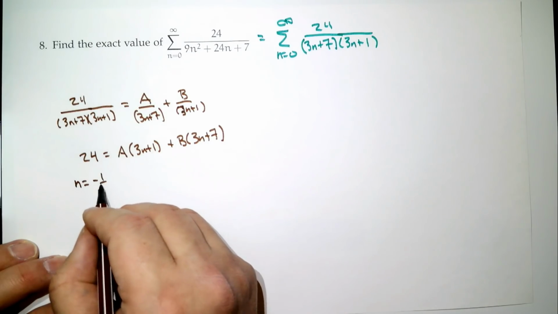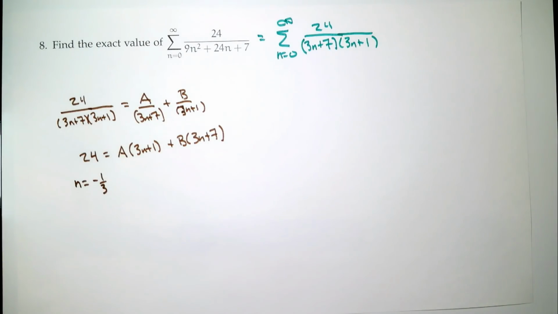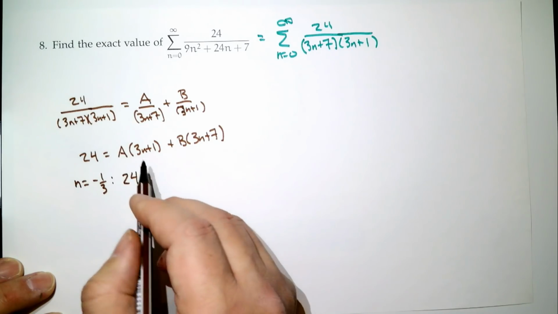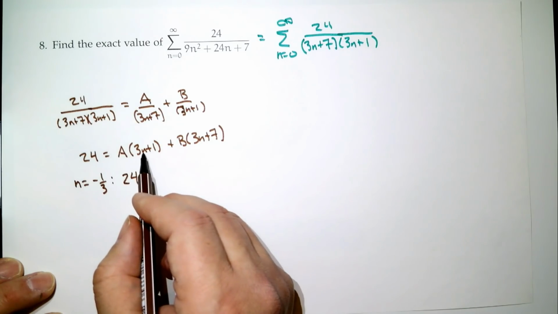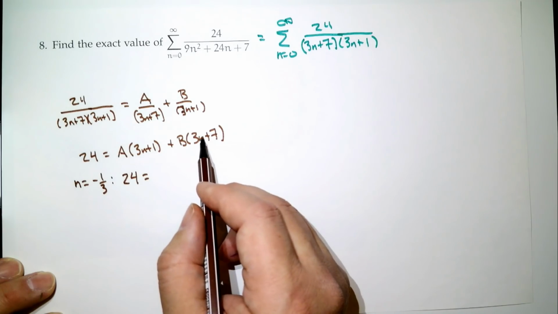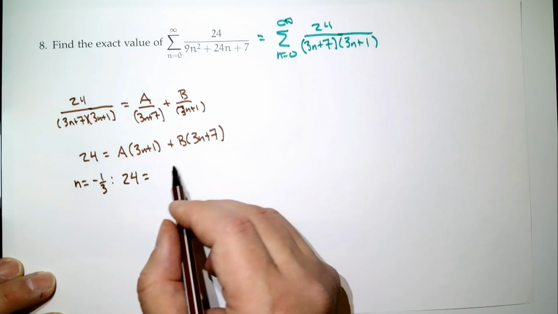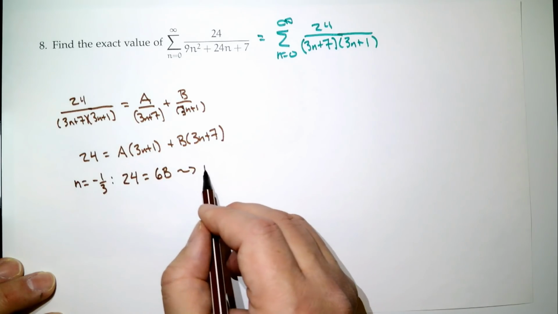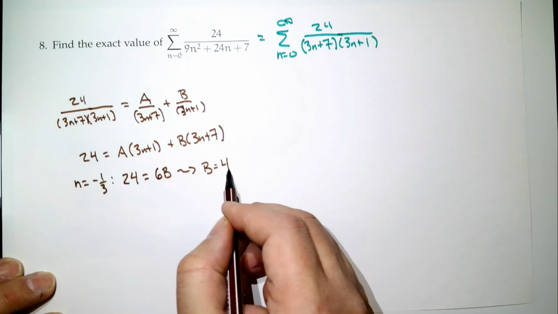So if I pick n equals negative 1/3, the reason why that's a good choice is it makes something go away. So when I plug in n equals negative 1/3, I get 24. 3 times negative 1/3 is negative 1 plus 1, 0. Gone. Here I'll get negative 1 plus 7 is 6. So 24 equals 6 times b. So b is equal to 4.